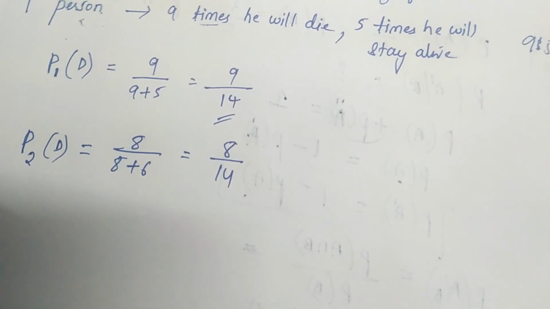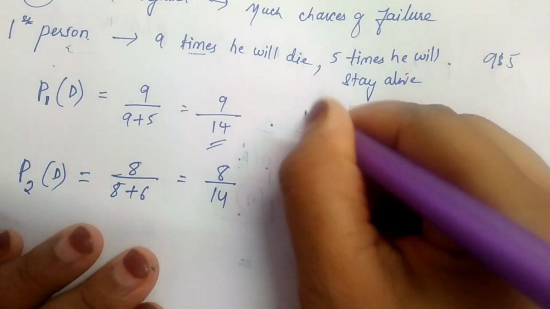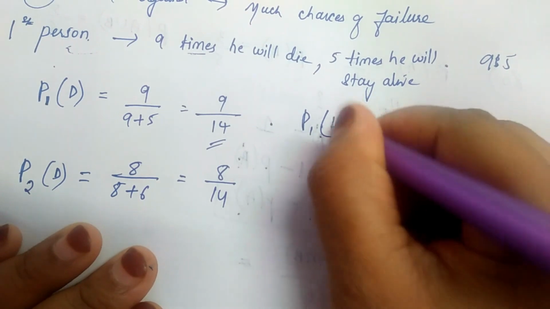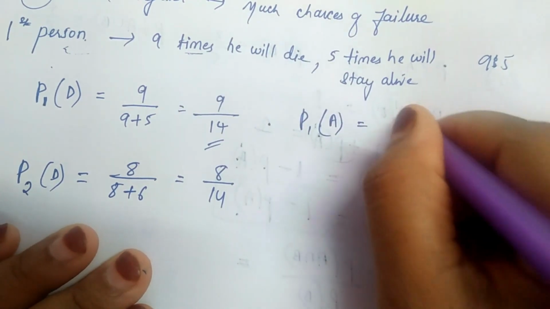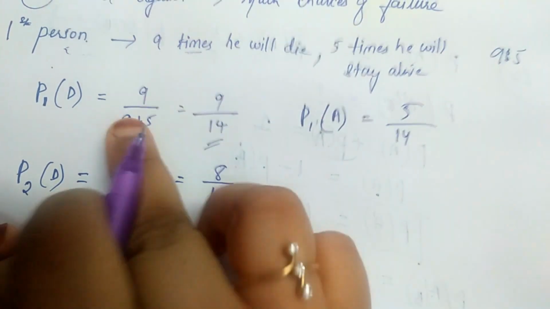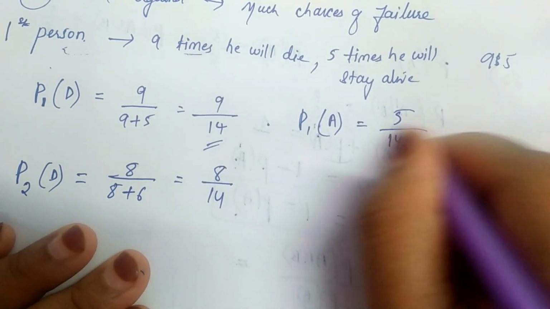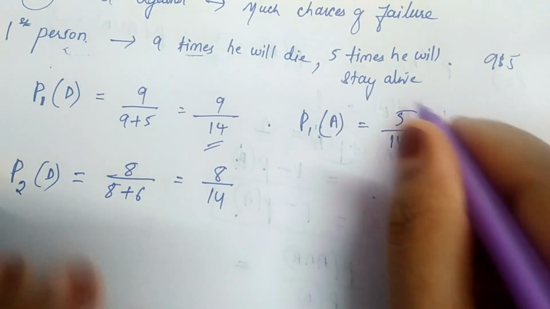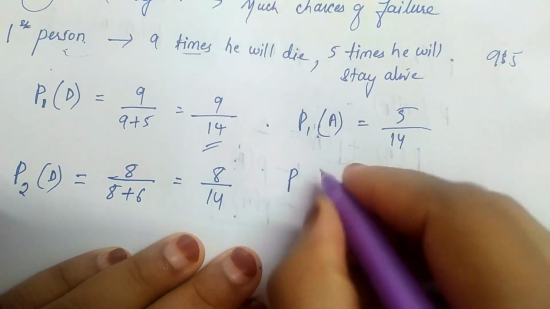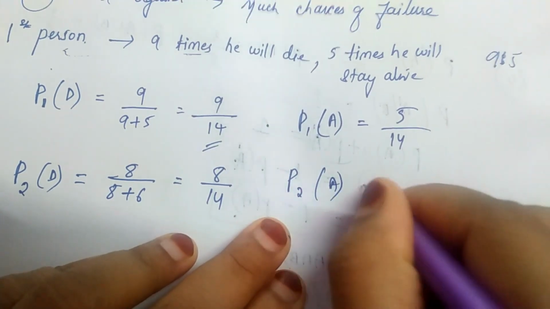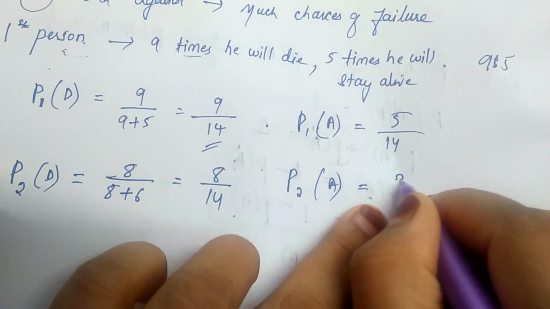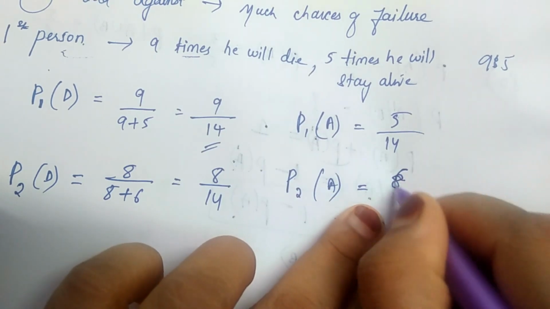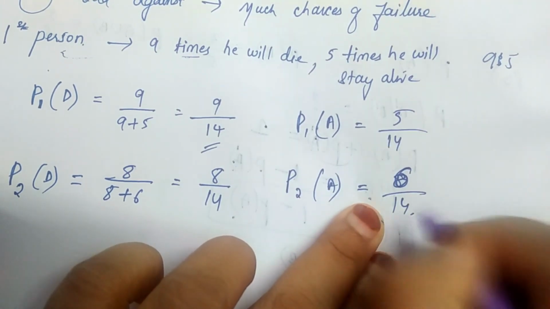We can rather say that the probability of the first person to be alive, A, is nothing but 5 by 14, right? The same thing, 5 divided by 9 plus 5 is equal to 5 by 14. Another is the probability of the second person to be alive, which is nothing but 6 divided by 14.